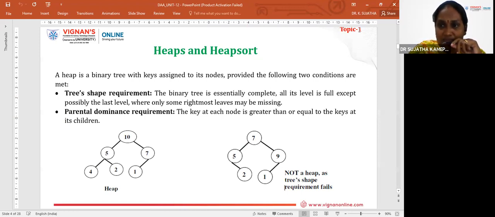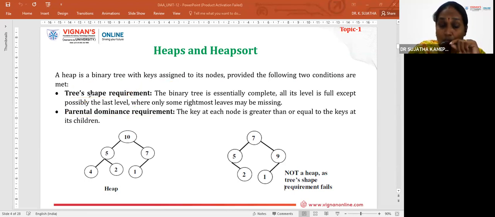So first, what is meant by a heap? A heap is a binary tree with keys assigned to its nodes, provided the following two conditions hold. What are those conditions? Tree's shape requirement and parental dominance requirement. A tree with keys which satisfies these two conditions is called a heap.